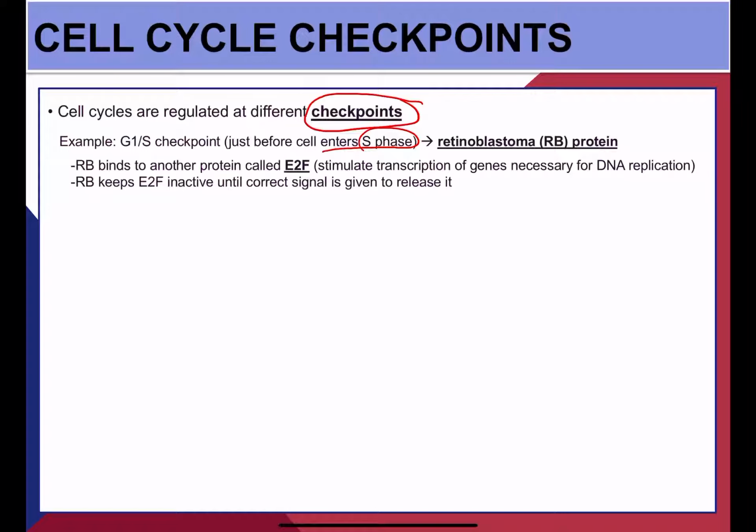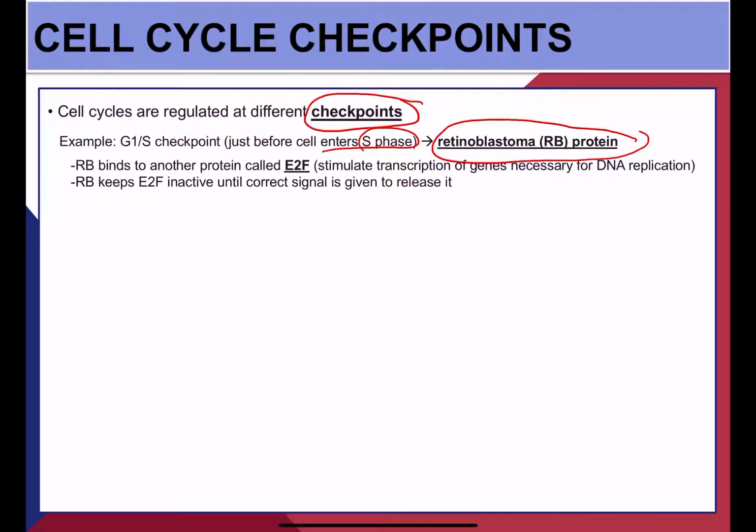So if there's a mutation in there, it's going to be replicated. That's why we need a checkpoint before entering S phase, to make sure that there are no mutations to begin with, so we're not replicating something that's going wrong, or replicating an error, okay? And one of the proteins involved in this G1/S checkpoint is the retinoblastoma protein, or the RB protein.